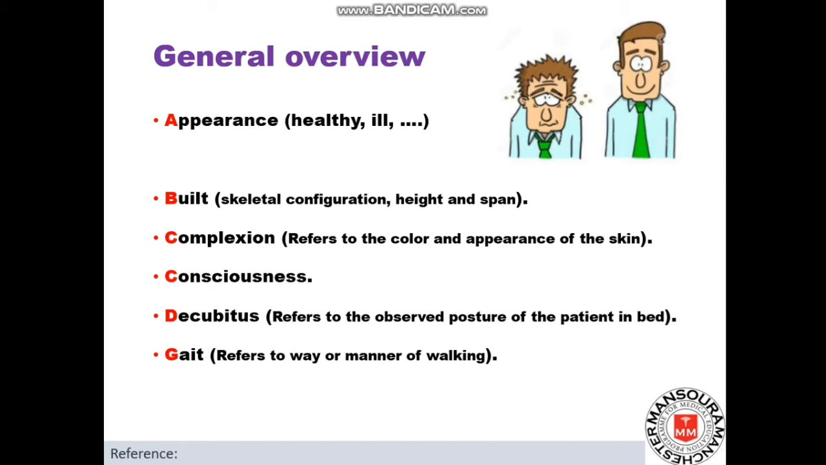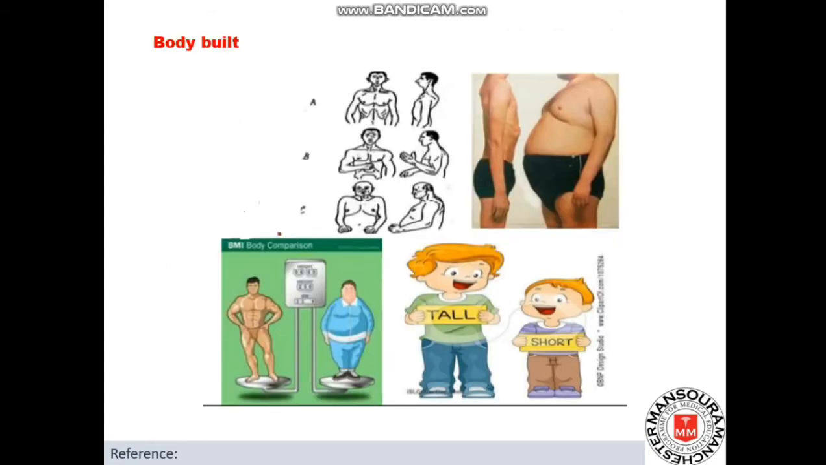Complexion refers to the color and the appearance of the skin. Consciousness: whether the patient is conscious and oriented to time, place and person. Decubitus refers to the observed posture and preferred posture when the patient is in bed. Gait refers to the way or manner of walking of the patient.